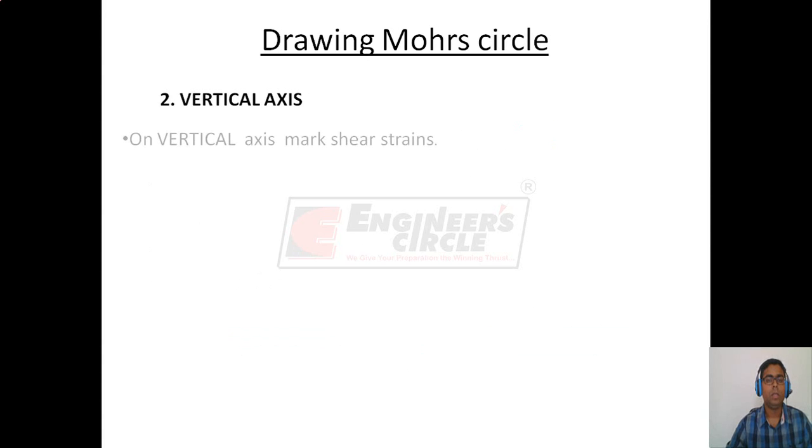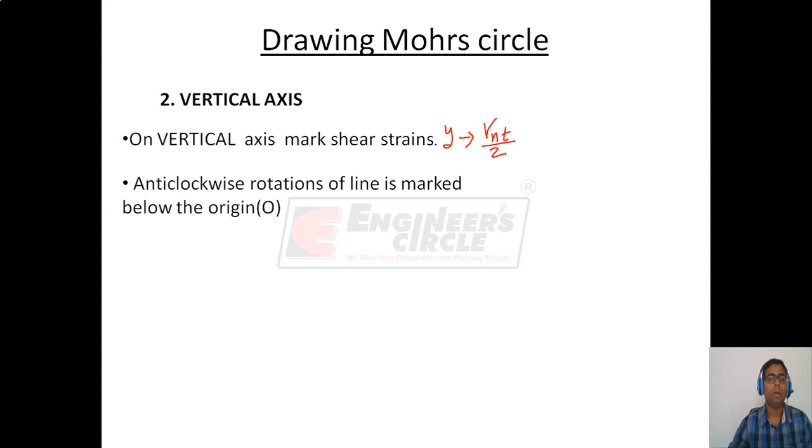On vertical axis mark shear strains, as y coordinate is to be replaced by gamma nt by 2. Anticlockwise rotations of the line is marked below the origin. Consider two lines x and y at point A. Due to deformation, suppose this line AX has rotated in the anticlockwise direction like this. So this rotation of line is marked below the origin as it is anticlockwise rotation.